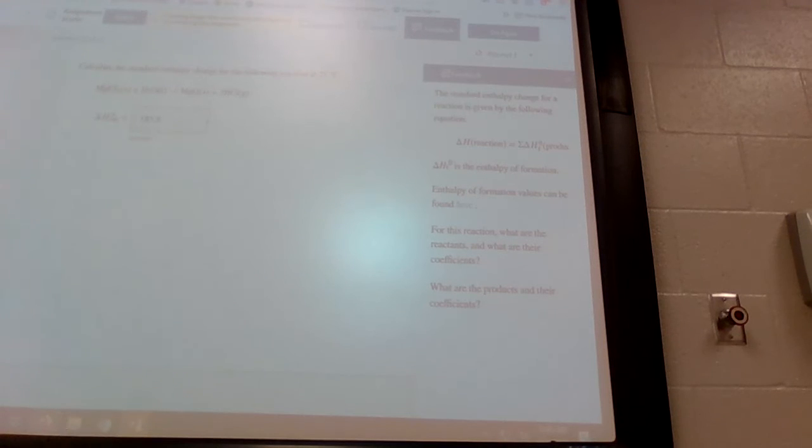What does the 25 Celsius have to do? That's them just telling you that the water's going to be liquid. It's not ice or steam. It doesn't really factor into anything.